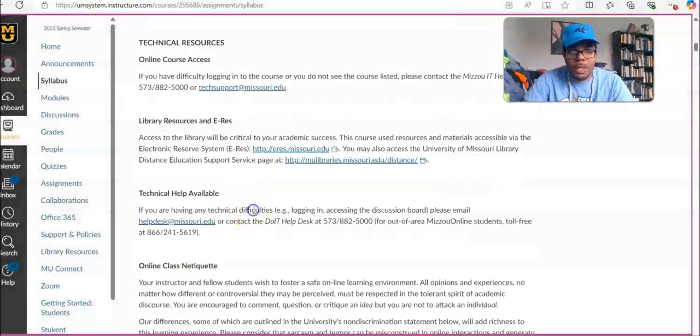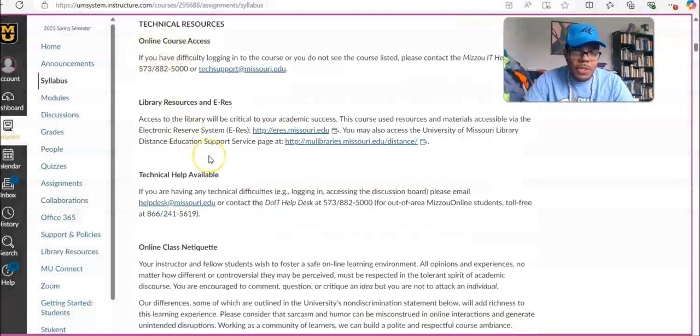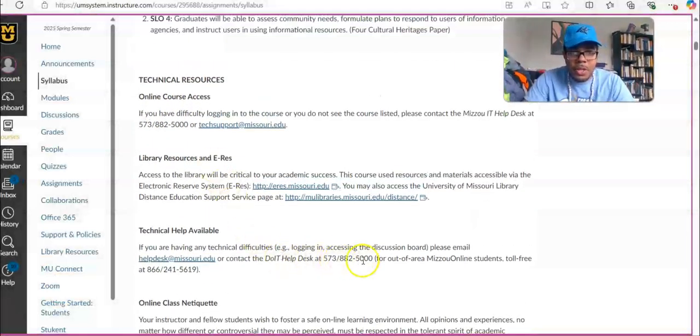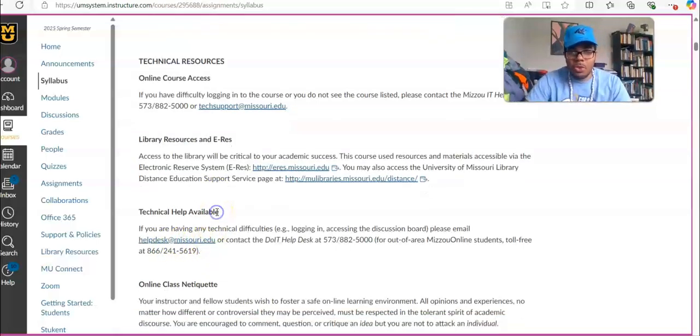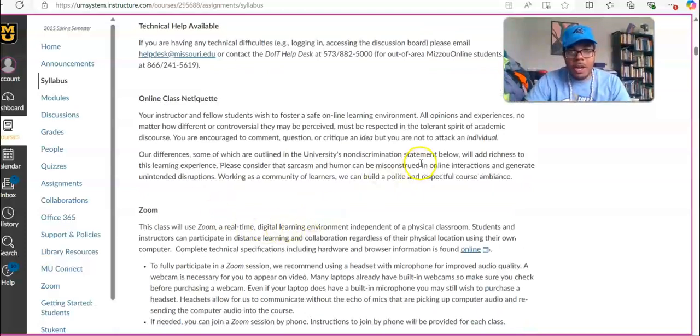All right, hold on. Technical help, just like online course access help. If you need help, then you should contact, again, that same number, 573-882-5000. However, for technical help outside of the online course, things like with your email, you can also reach out to the toll-free number, 866-241-5619. If you have issues with your email and things like that, issues with Mizzou, things of that nature, then you can contact the help desk, which is Campus Do IT. And again, that's helpdesk@missouri.edu. Okay.